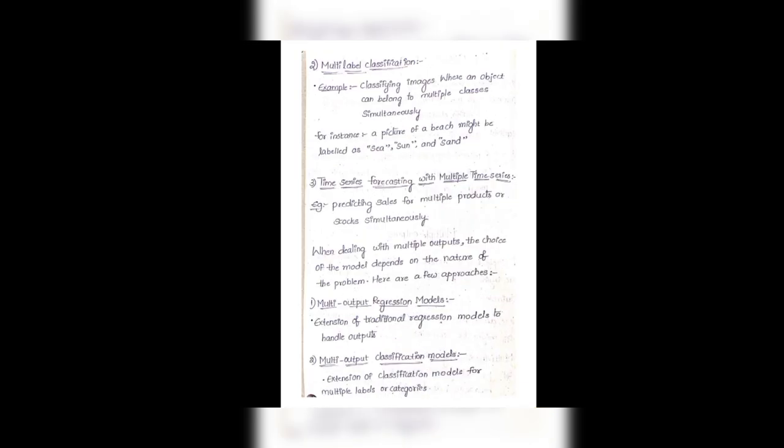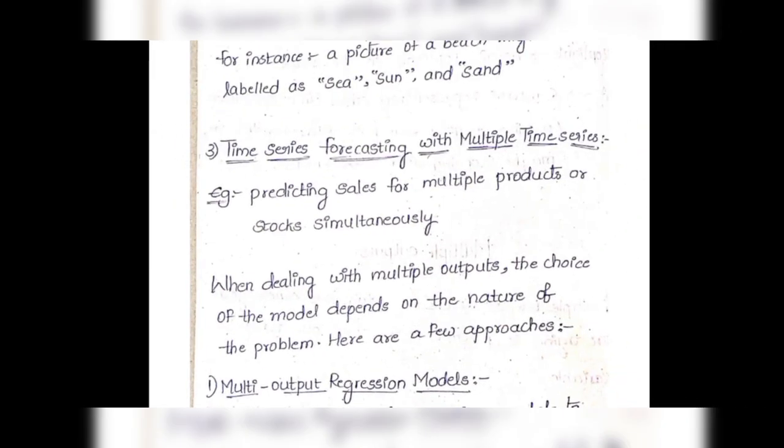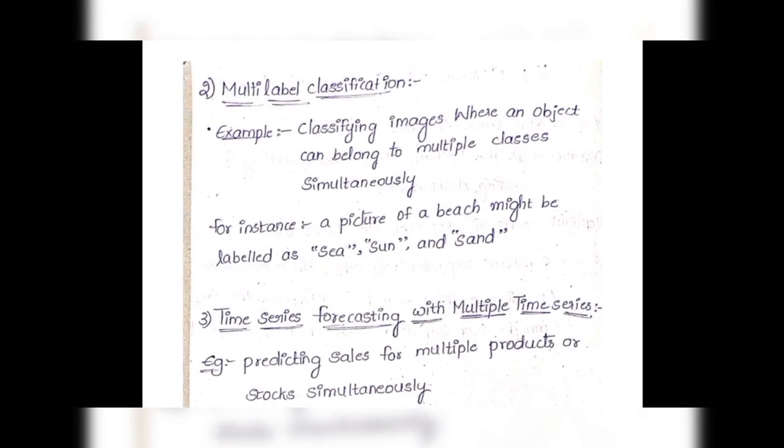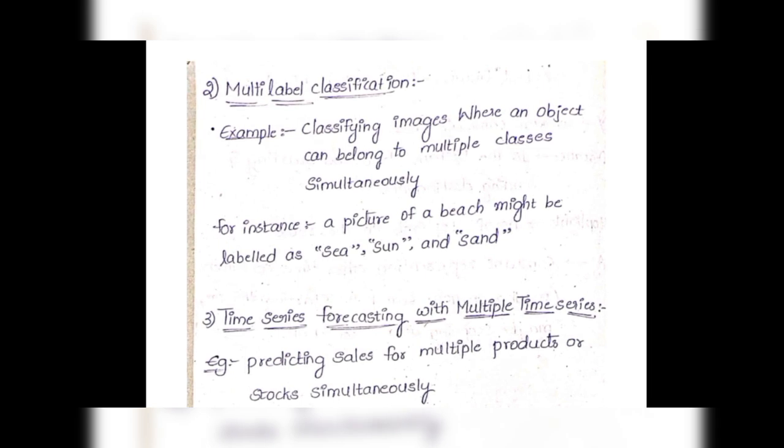Next, multi-label classification. Here we have multivariate regression, and here we are having multi-label classification. What will happen in multi-label classification? First, see an example. Classifying images where an object can belong to multiple classes simultaneously. For instance, a picture of a beach might be labeled as sea, sun and sand.